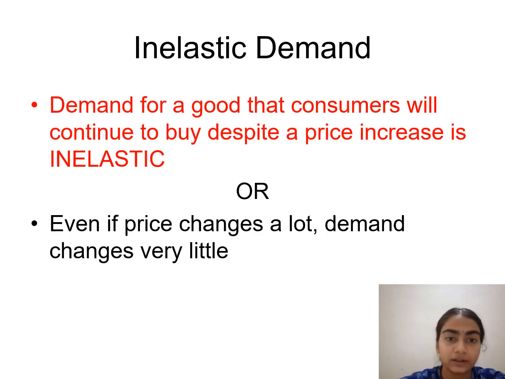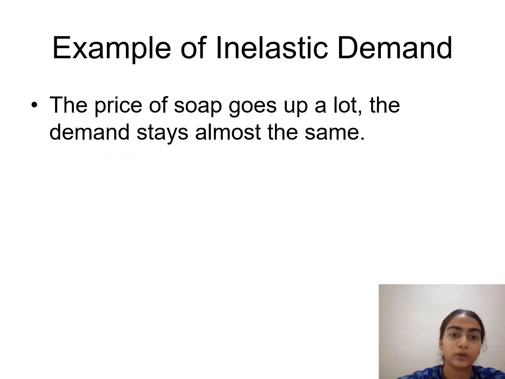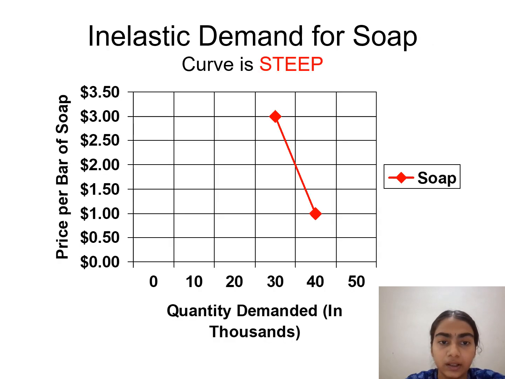Demand for a good that the consumer will continue to buy despite a price increase is called inelastic demand. Even if the price changes a lot, demand changes very little. An example of inelastic demand is when the price of soap goes up a lot, the demand stays almost the same. And this is the curve for the inelastic demand for soap, and the curve here is steep.